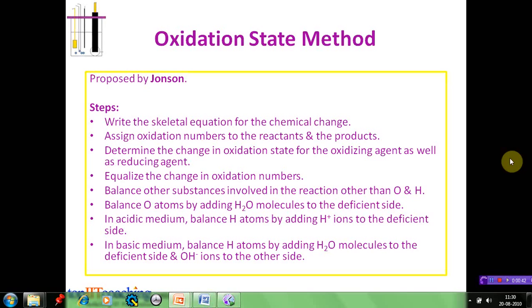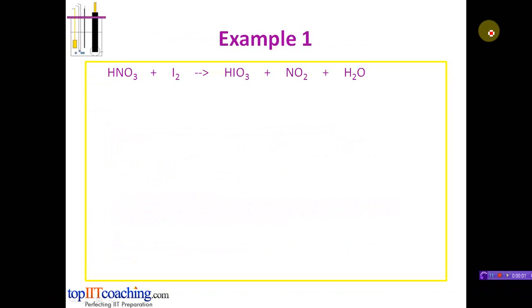Then the oxygen atoms are balanced by adding water molecules to the deficient side. For balancing the hydrogen atoms, in case the chemical reaction is taking place in an acidic medium, hydrogen ions are added to the deficient side. But in case the chemical change is taking place in basic medium, the hydrogen atoms are balanced by adding water molecules to the deficient side and hydroxyl ions to the other side. This method will become more clear to us once we discuss an example.